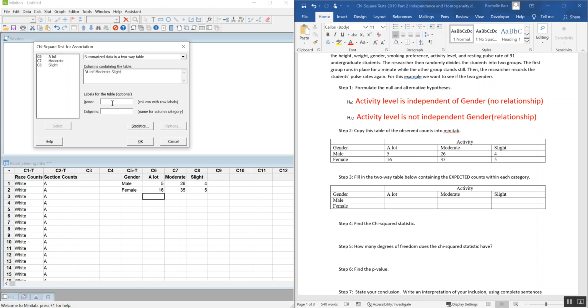And then I want to tell it what makes my rows, the column with the row variable labels, and that's my gender column. That just helps it keep track of these two variables. Otherwise, it's going to label them number 1 and number 2, and that's a little confusing.